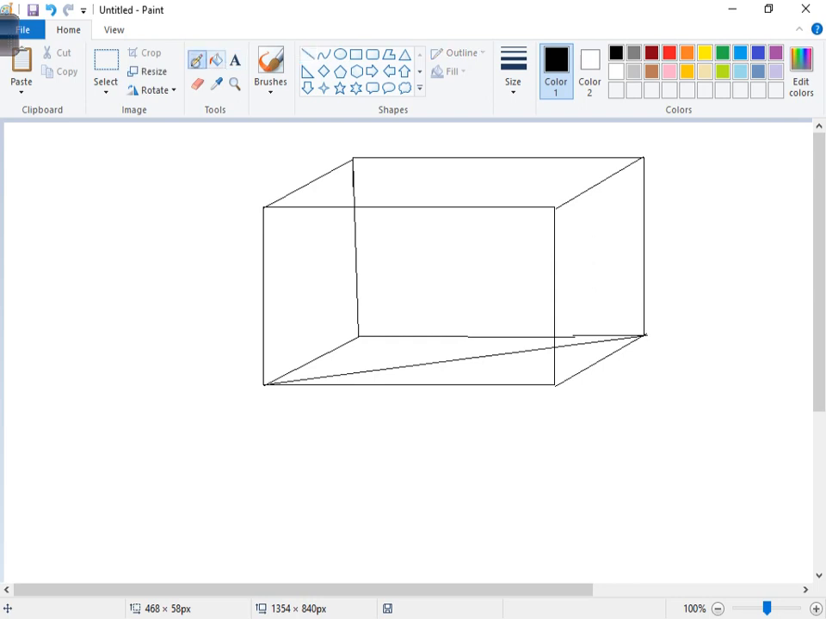This angle is a right angle. If you call this length, this width, and this height, and we call this diagonal of the base of the cuboid, for example, M, then M squared is equal to L squared plus W squared.